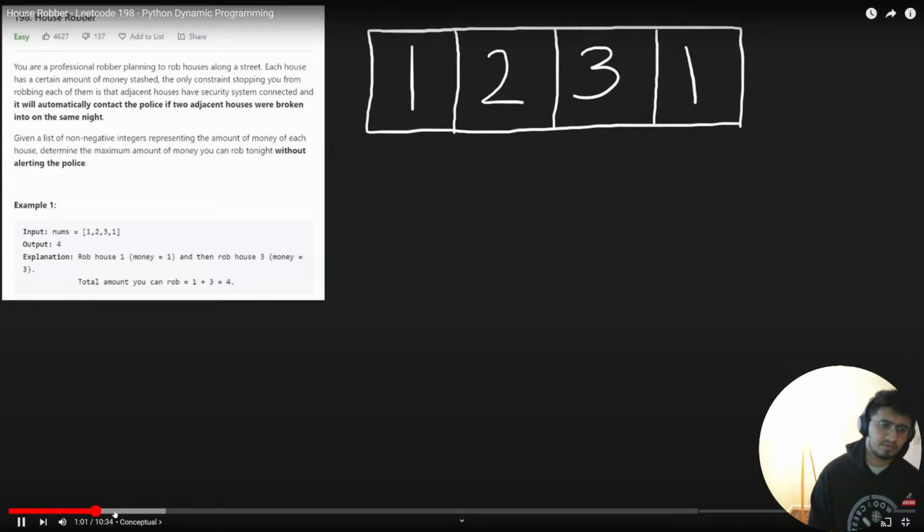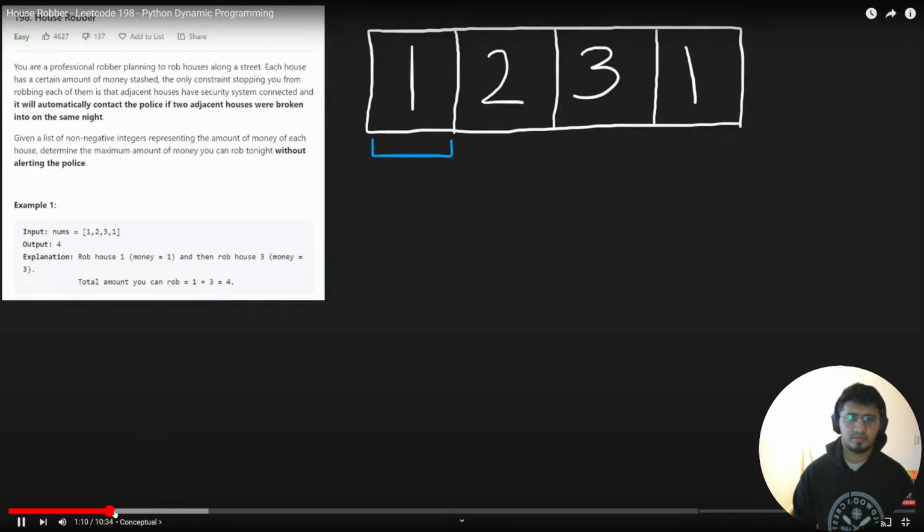So let's just start out with the brute force approach. Let's imagine if we were trying to get every single combination. Okay, so the first combination is where we pick the first house, right? So let's draw out what the decision tree of that would look like.